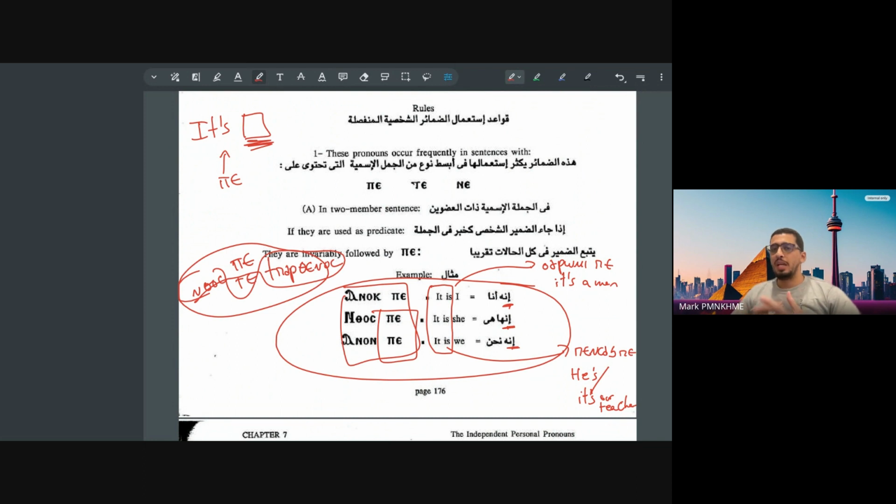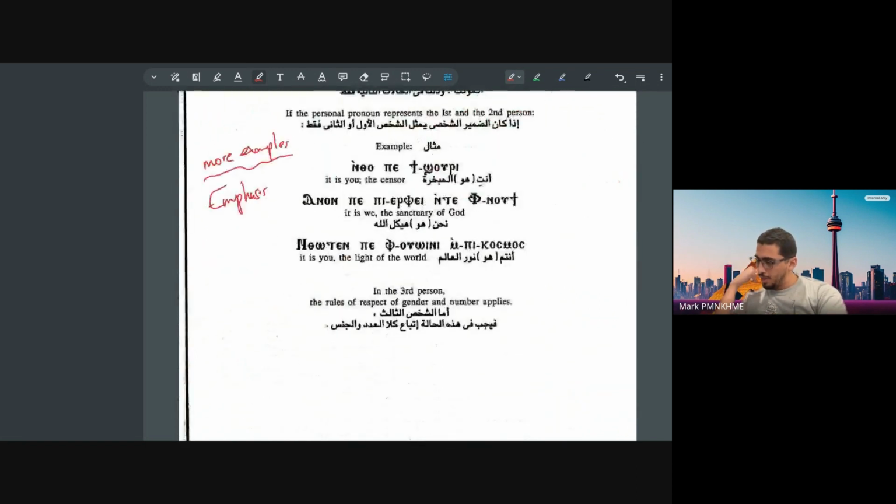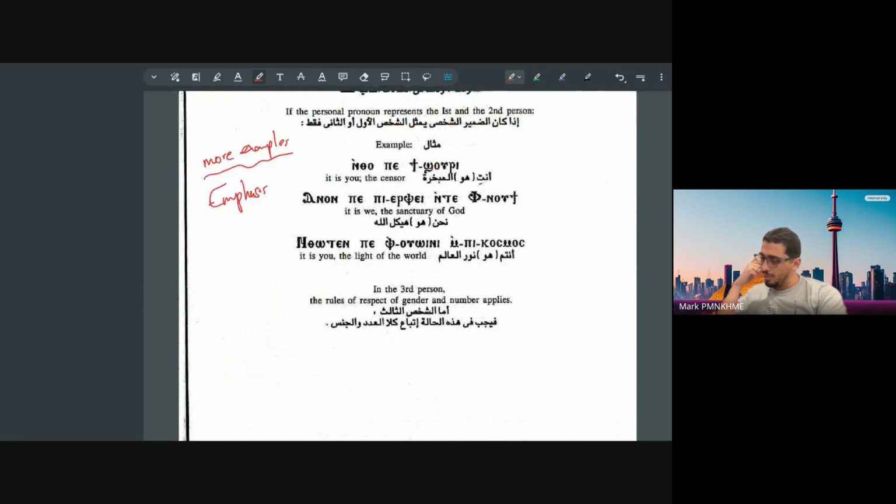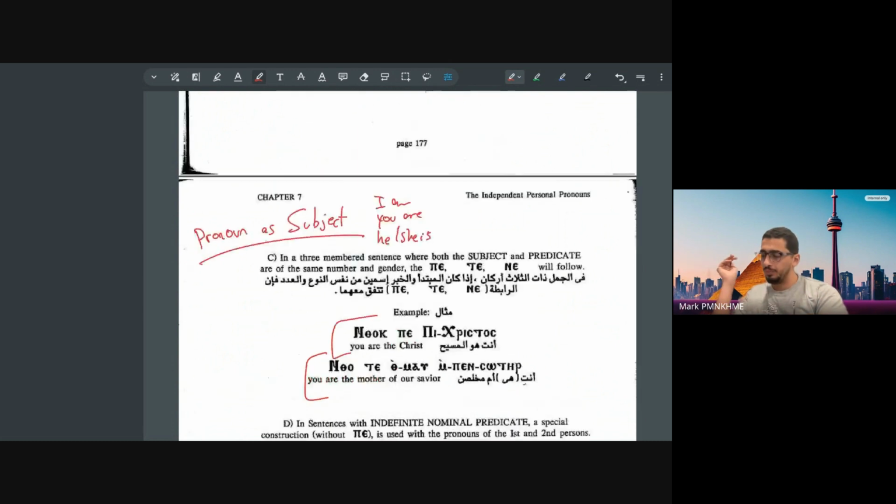But remember that pe can mean something different. Also, if you say anok pe u waini, it can seem to mean I am a light, but it's like it is I, the light. And we're going to see some examples. But just remember when you see pe and it doesn't agree, that's actually fine, it just has a different meaning. More examples, emphasis. So enthok pe tishuri, it is you, the sensor. Anon pe, it is us, it is we, the temple of God. Entho tem pe, it is y'all, the light of the world. Okay?